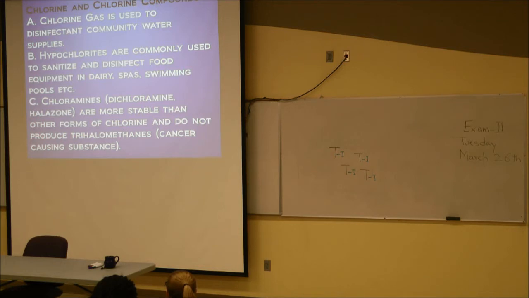But millionaires and billionaires don't use chlorine gas to clean their water. They use what? Ozone to clean their water, or simple filters. Ozone, when it breaks down in water, produces what? Oxygen as a byproduct. It's a strong oxidizing agent.